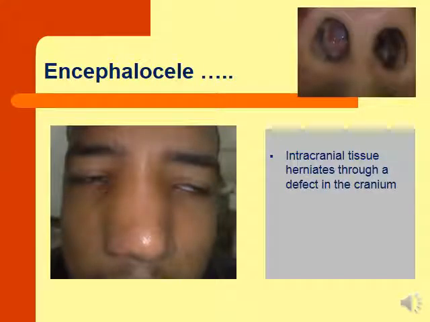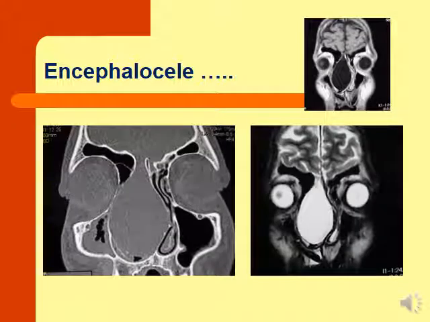Again, the encephalocele: these are masses arising from the brain herniating inside the nose. You can see here the defect in the nasal roof. Here, this is brain tissue coming from above to below.